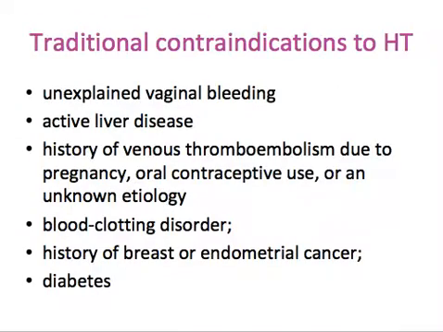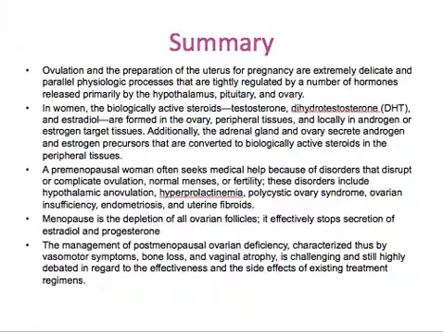So the traditional contraindications to hormone replacement therapy are these: unexplained vaginal bleeding, active liver disease, history of venous thromboembolism, a blood clotting disorder, or history of breast or endometrial cancer, as well as diabetes. So, if your patient has all of this, don't even think about starting hormone replacement therapy. There are other ways of controlling postmenopausal symptoms or menopausal symptoms.